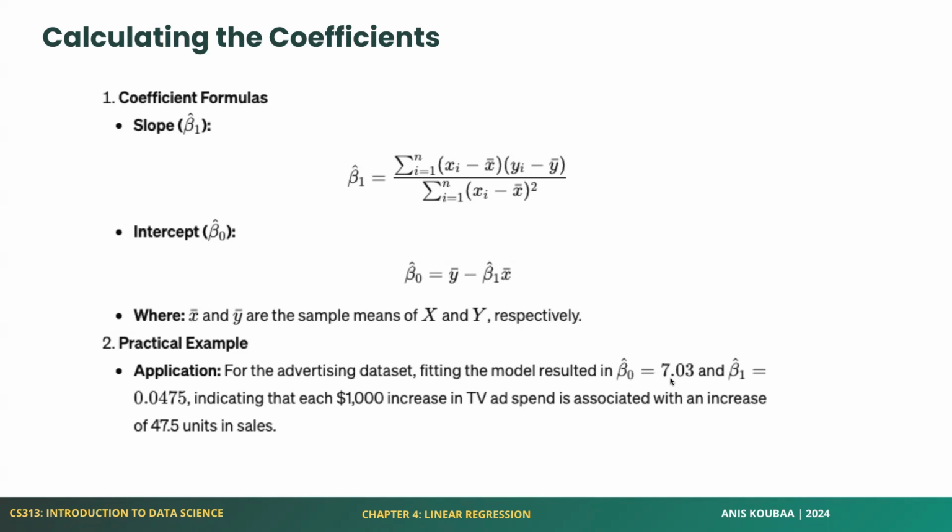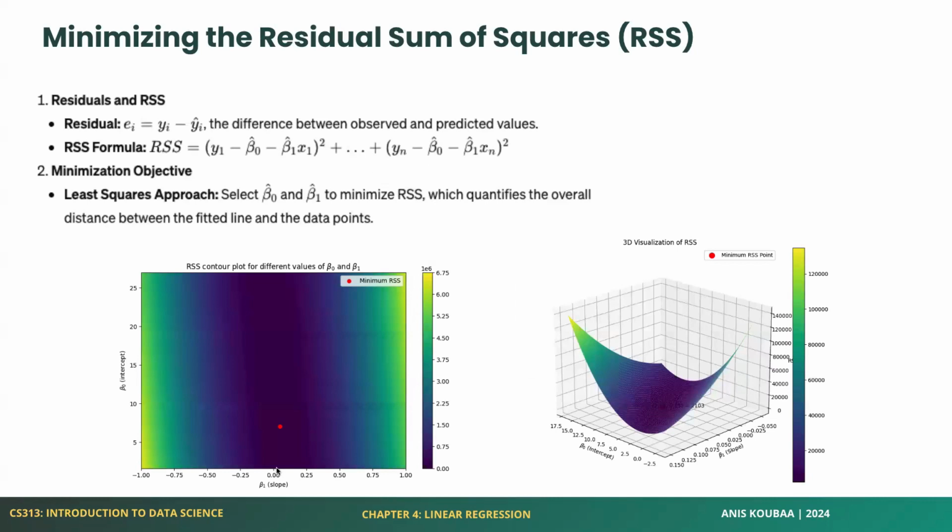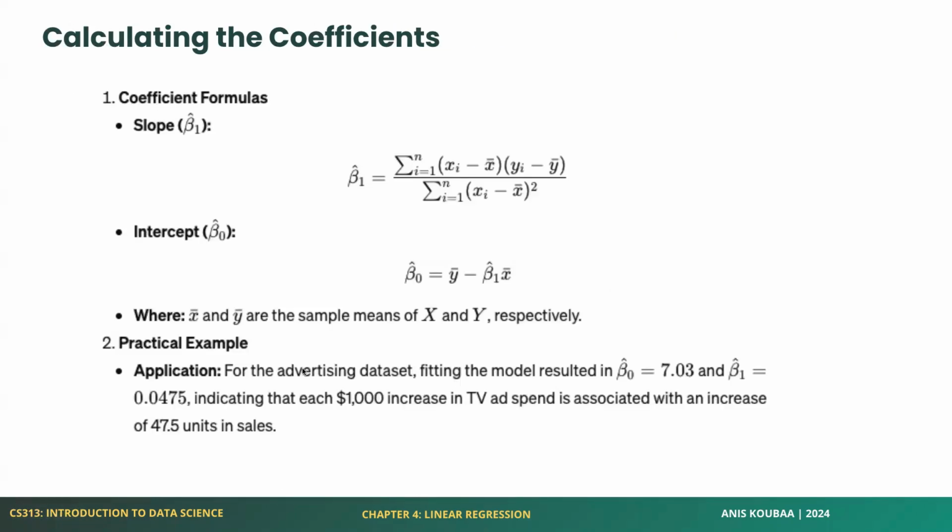That's correct. And this is basically the same point that we will find here. So this point corresponds to 0.0475, and in the y-axis, it corresponds to 7.03. This is just a visualization, and the same thing is here, okay? It corresponds to beta 1, okay? It's dark over dark, so it's not really clear, but it's basically the same values.